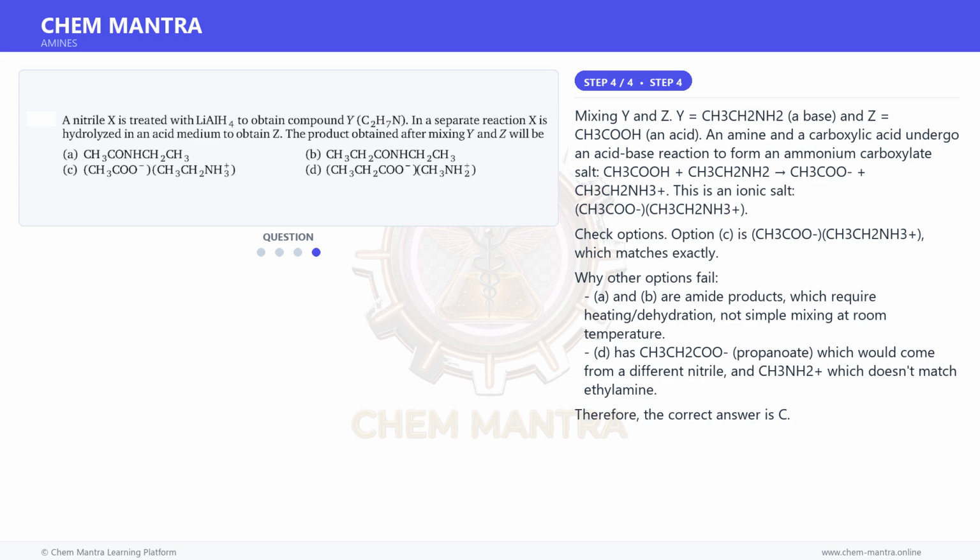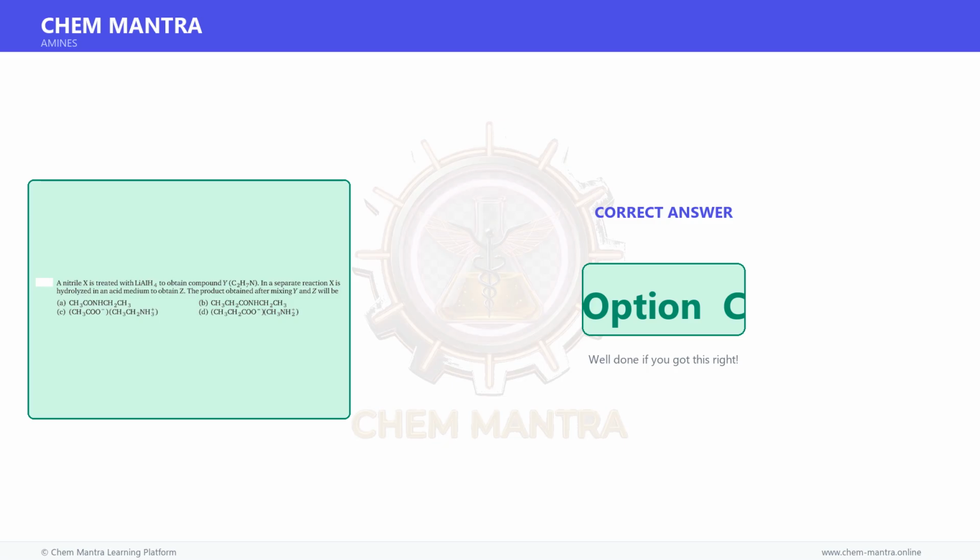Why other options fail? A and B are amide products, which require heating dehydration, not simple mixing at room temperature. D has CH3CH2COO minus, propanoate, which would come from a different nitrile, and CH3NH3 plus, which doesn't match ethylamine. Therefore, the correct answer is option C.